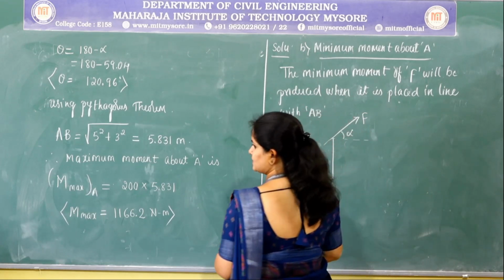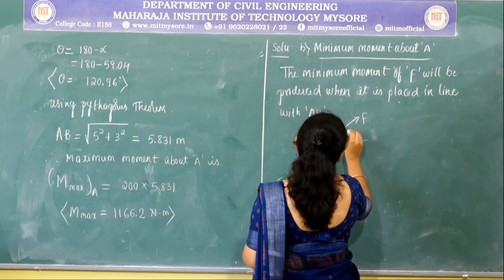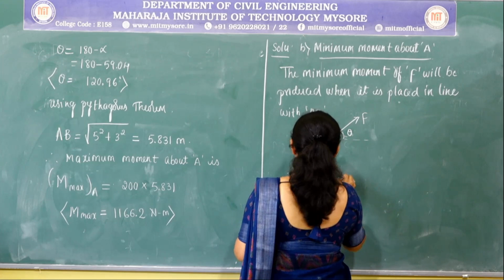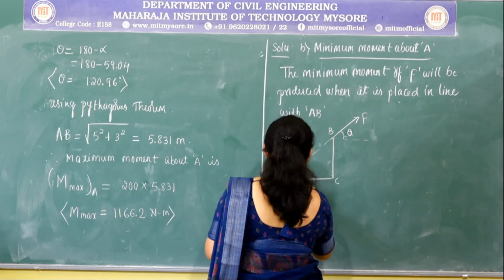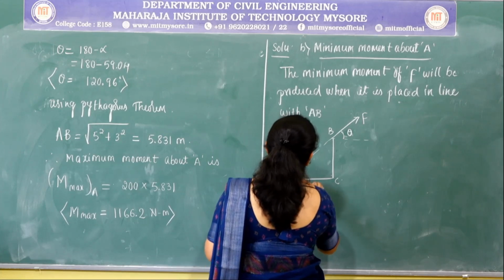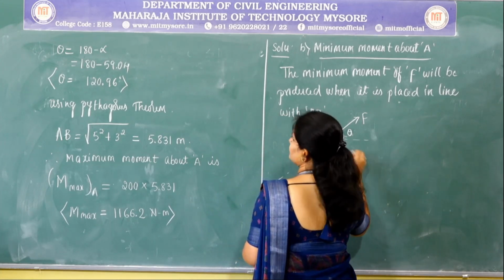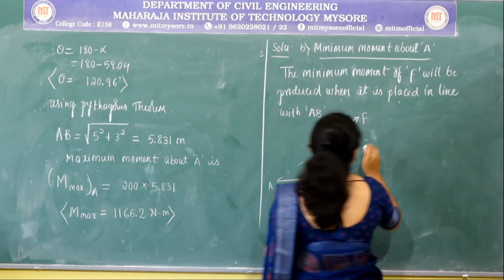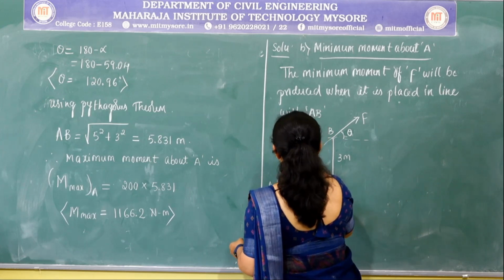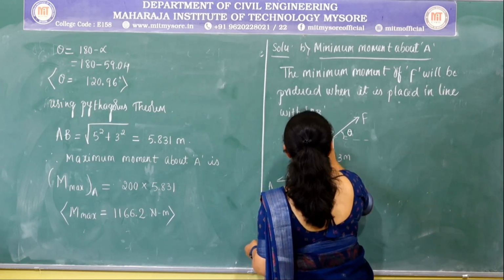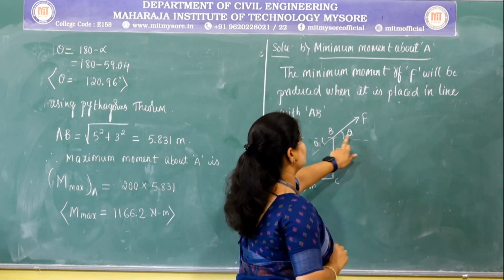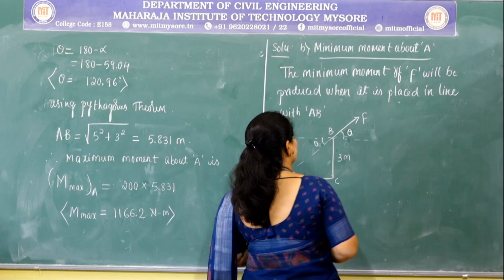again this angle is theta, and this has a value of 5 meters and this has a value of 3 meters. So we shall find out this slope angle. On finding this slope angle, this will also become theta. Through vertically opposite angles, if this is theta, this is also theta.